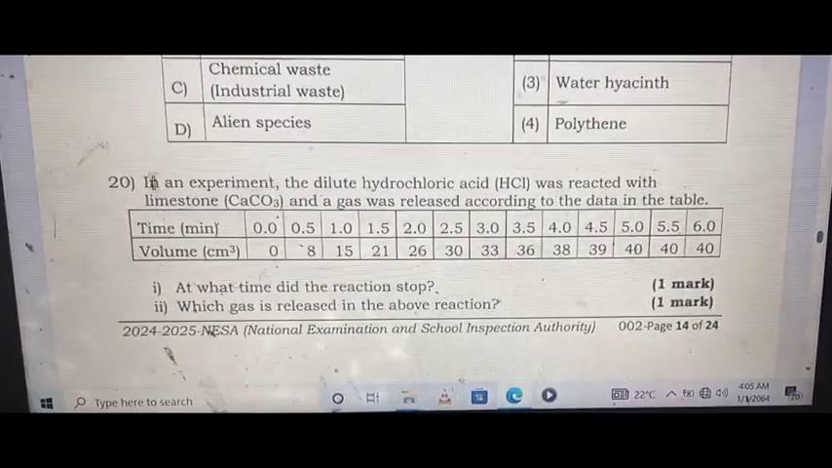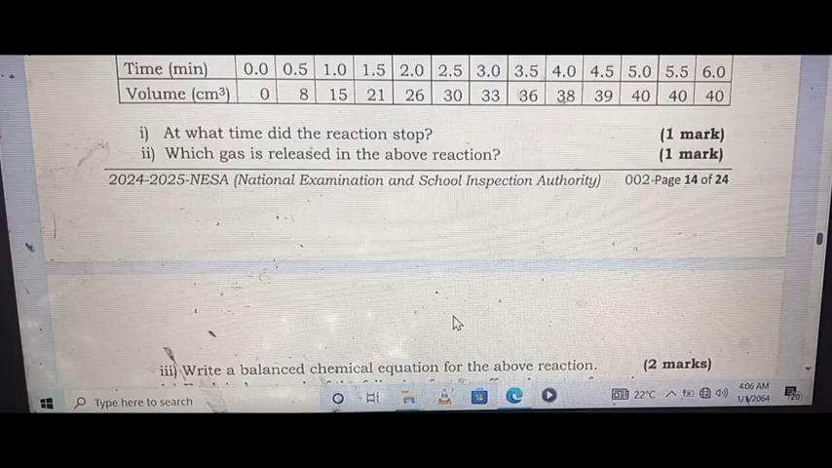Question 20. In an experiment, dilute hydrochloric acid was reacted with limestone and a gas was released according to data in the table. You see we have time in minutes and volume in centimeter cube. I. At what time did the reaction stop? The correct answer is at 5 minutes. I2. Which gas is released in the above reaction? The correct answer is carbon dioxide.